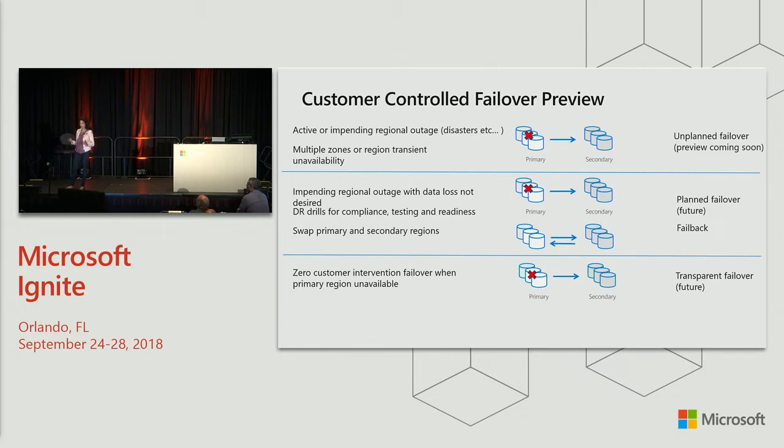Of course, the third option is when the system itself recognizes that there is unavailability in your primary region, it automatically, without any customer intervention, just does a failover. So somewhat like a seamless, transparent failover on behalf of the customer. So these three are the flavors, and I'll drill down into what we have today in private preview, and then talk a little bit about the roadmap.